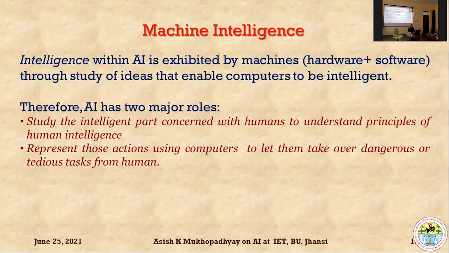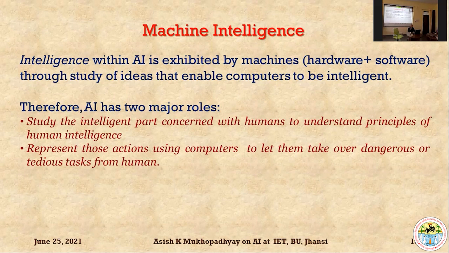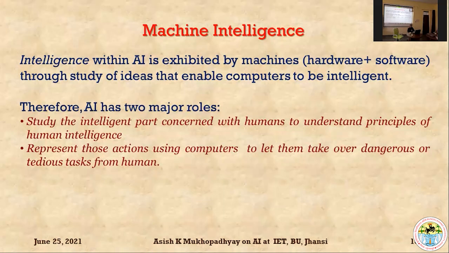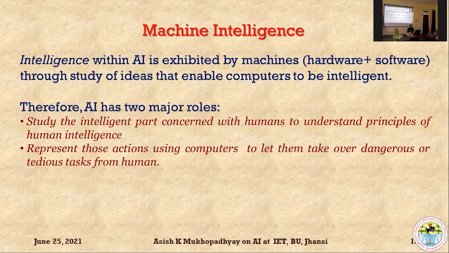Therefore, AI has two major roles. First, to study the intelligence of humans, to understand the principle of human intelligence, on what principle I am exhibiting my intelligence, that has to be studied. Second, after studying, you have to represent those actions using computers and let them take over dangerous or tedious jobs. For example, with the help of robots, we are doing the welding of modern vehicles, which is very difficult to reach. We are using that intelligence already. Anything which is tedious or dangerous, we use machines to do. But many times the machine requires intelligence. We put that in artificially so they can substitute for man.